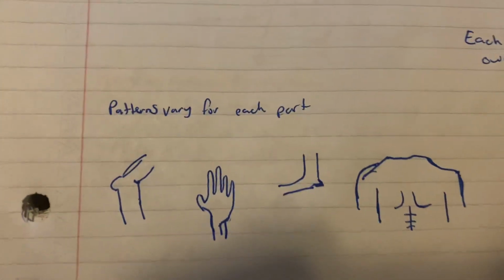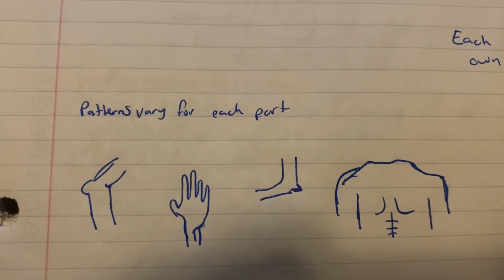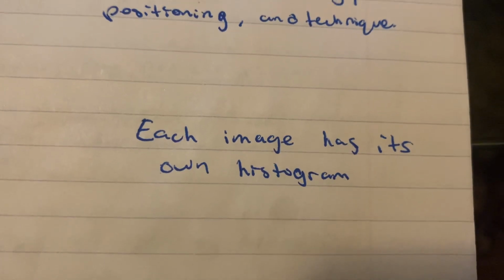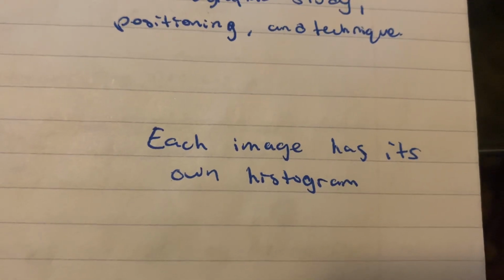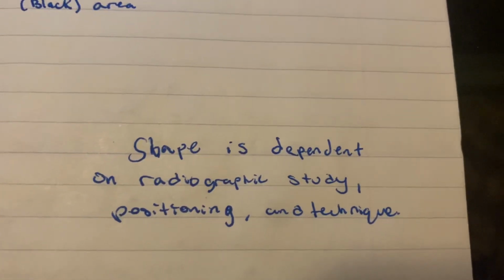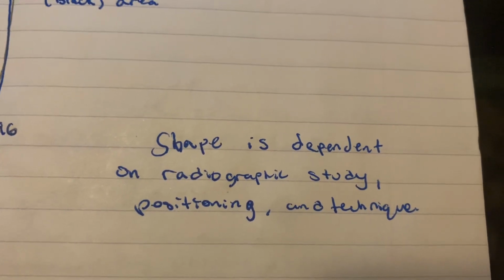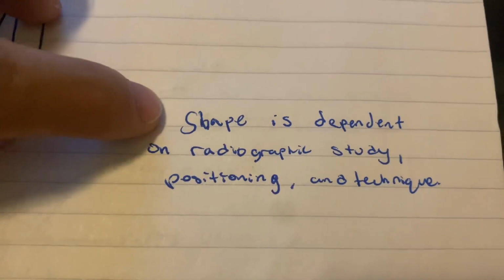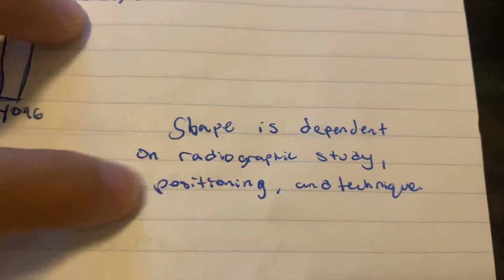On histograms, patterns vary for each body part. Every body part will have its own histogram. Also, each image has its own histogram. So, oblique, lateral, AP, all of them. Shape is dependent on radiographic study, positioning, and technique. Basically, the shape of the histogram is dependent on all three of these factors.